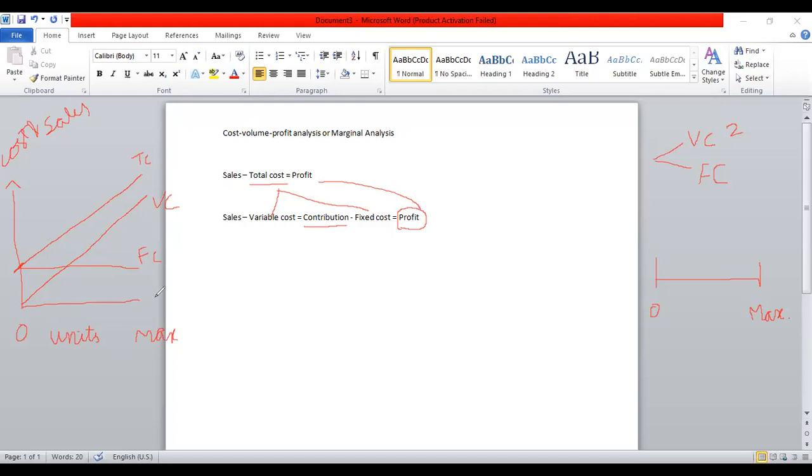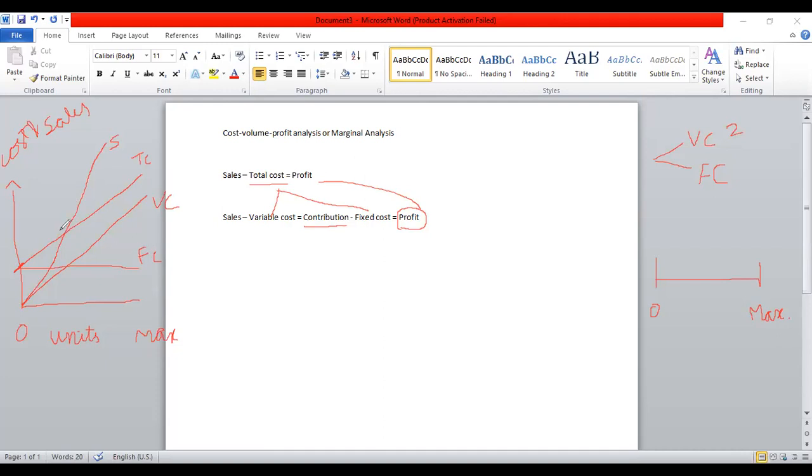Now comes sales. If the production is zero, can they sell anything? Nothing, zero. But as the number of units produced and sold increase, we see that the sales rises proportionately. No matter how I have drawn it, it is a straight line only. Assume it's a straight line. Okay.